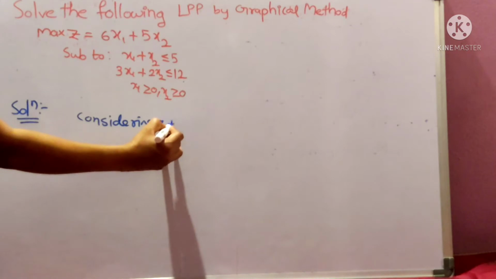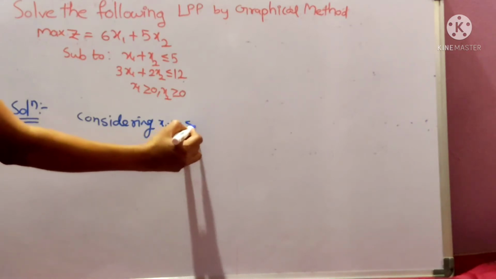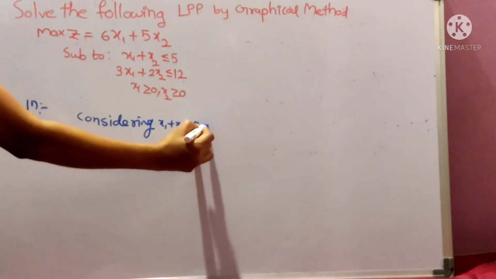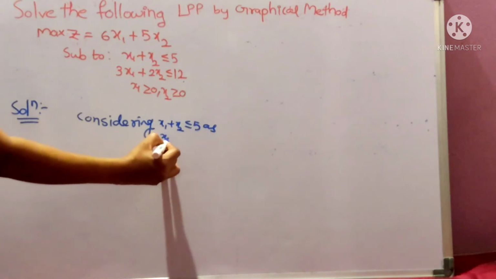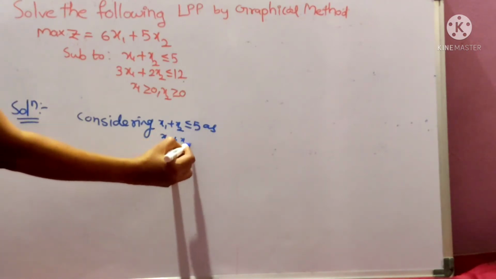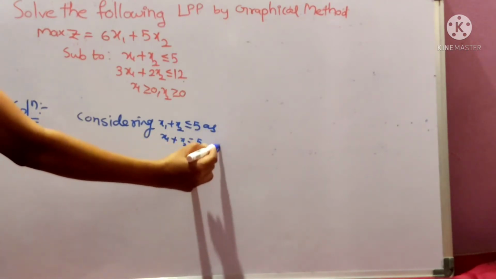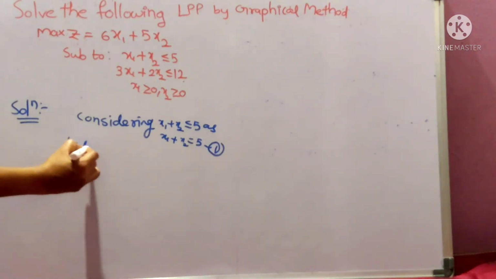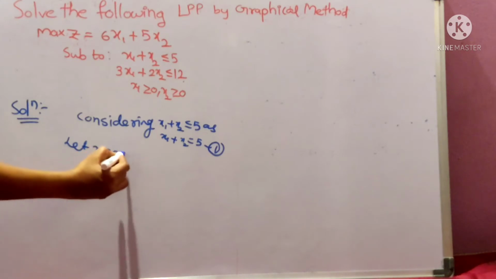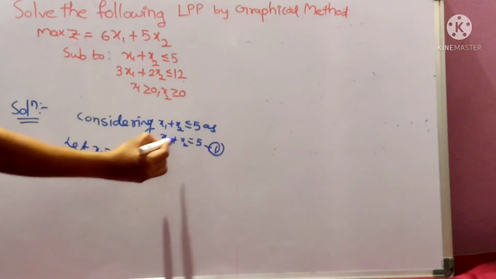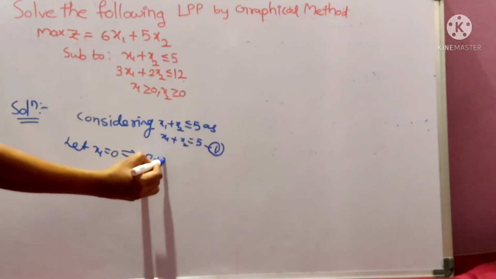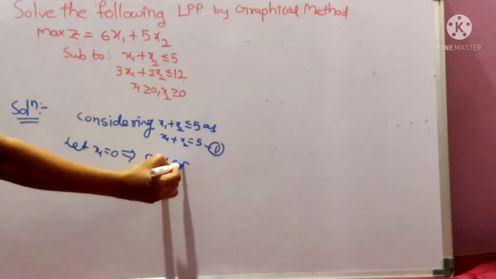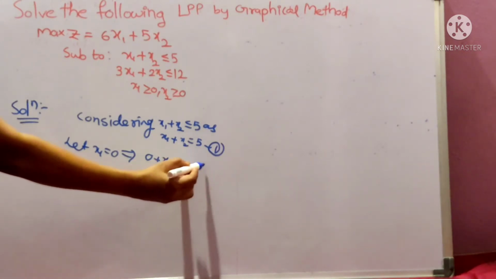Now, for plotting the graph, first we take the first constraint, that is x1 plus x2 less than or equal to 5. Considering x1 plus x2 less than or equal to 5 as x1 plus x2 equal to 5, that is, considering the inequality constraint as an equality constraint.